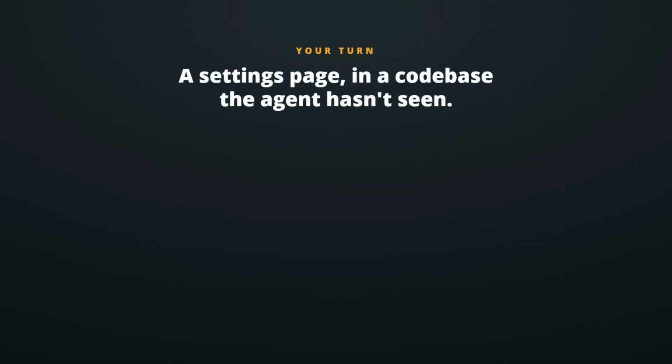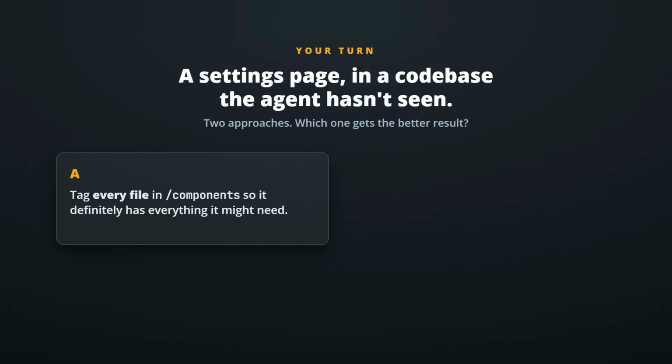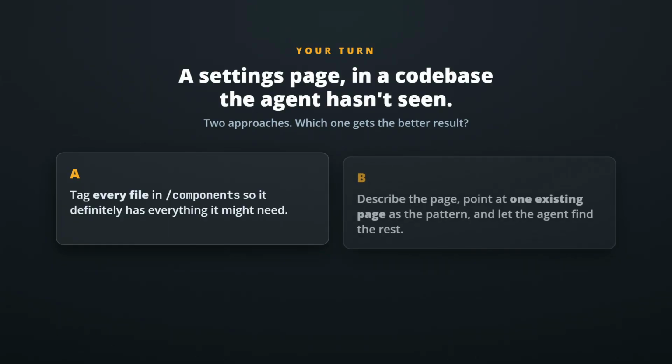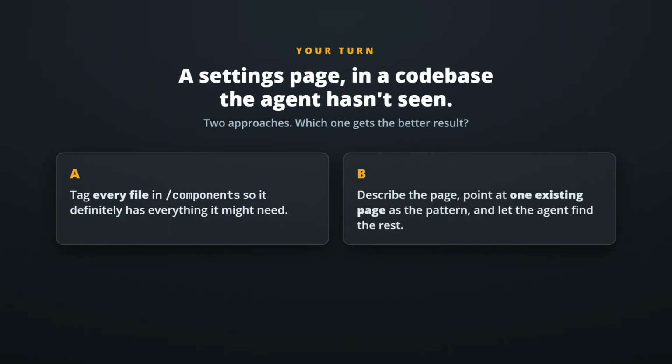So, your turn. You want the agent to add a settings page to a codebase it hasn't seen. 2 approaches. A, tag every file in the components folder so it definitely has everything it might need. B, describe the page, point at one existing page as the pattern, and let the agent go find the rest itself. Which one gets the better result? Have a think.